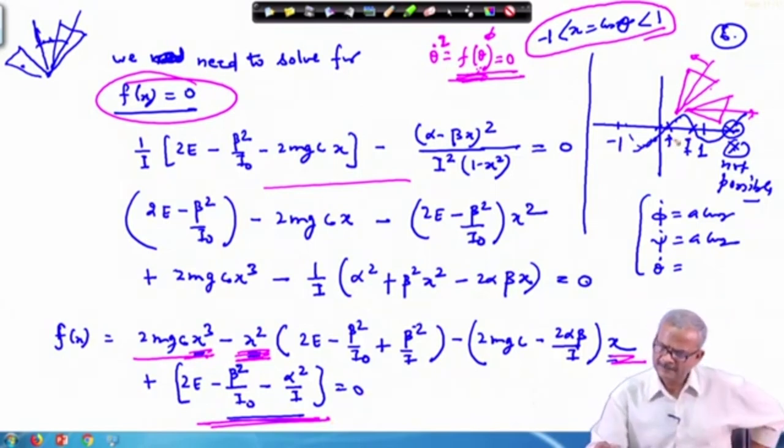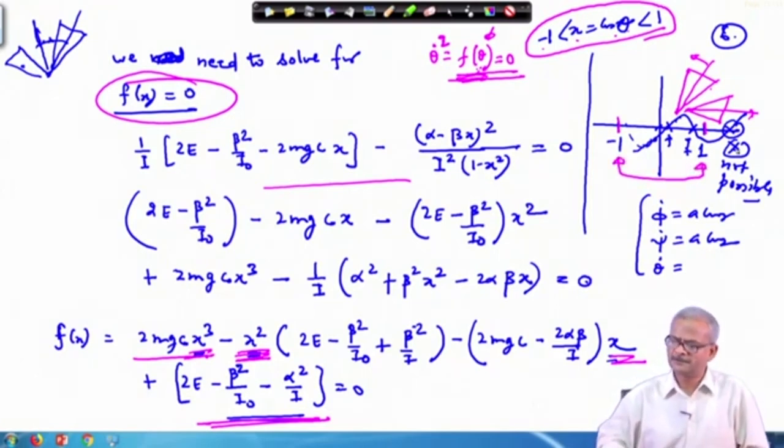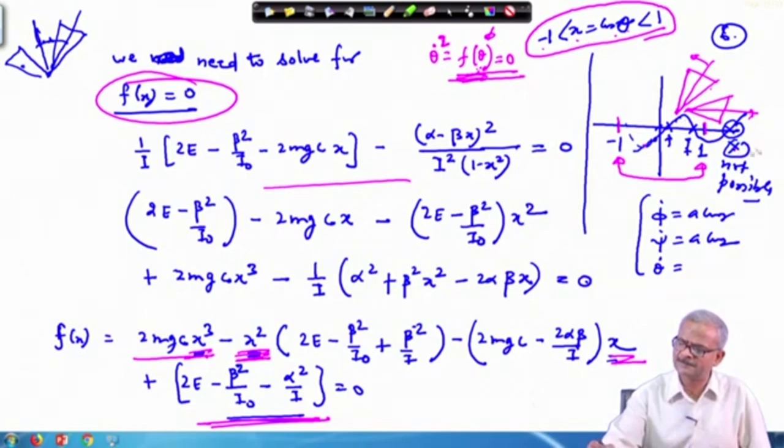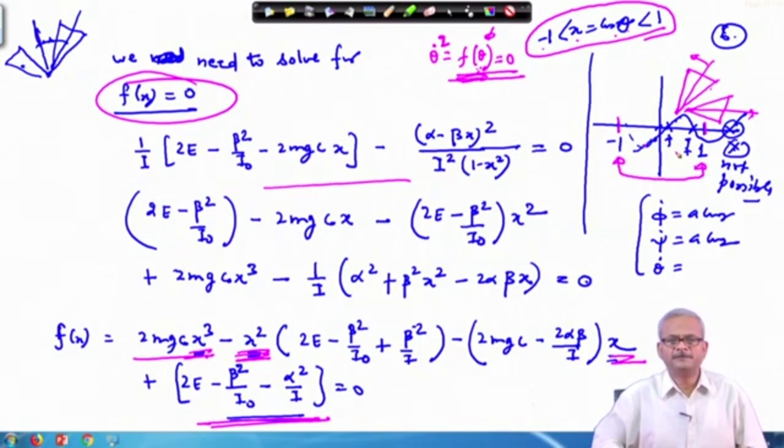Thereafter we argued that because x equal to cos theta will always lie between minus 1 and 1, we put minus 1 and 1 here, and only the solutions lying in this range from here to here will be acceptable; other solutions will not be acceptable. If this curve cuts in other places, those solutions need to be rejected, and only these two solutions are to be accepted. Okay, so we will continue in the next lecture, we stop here.